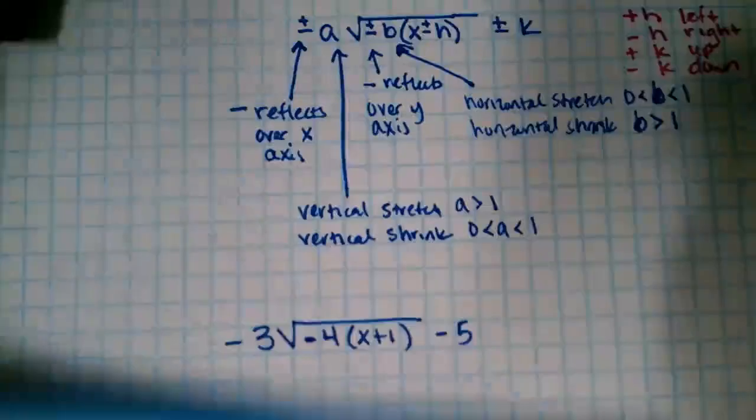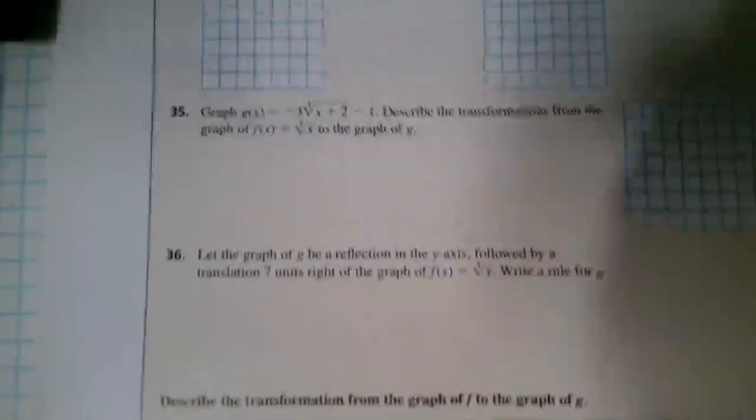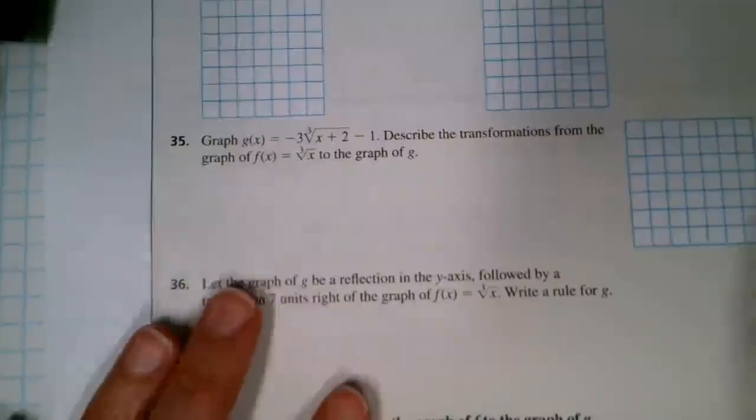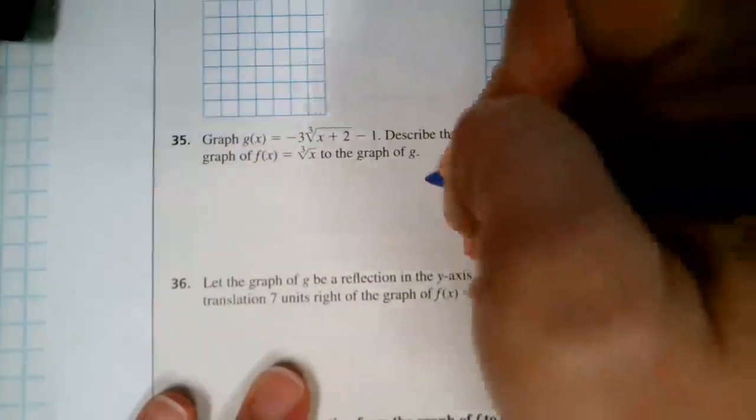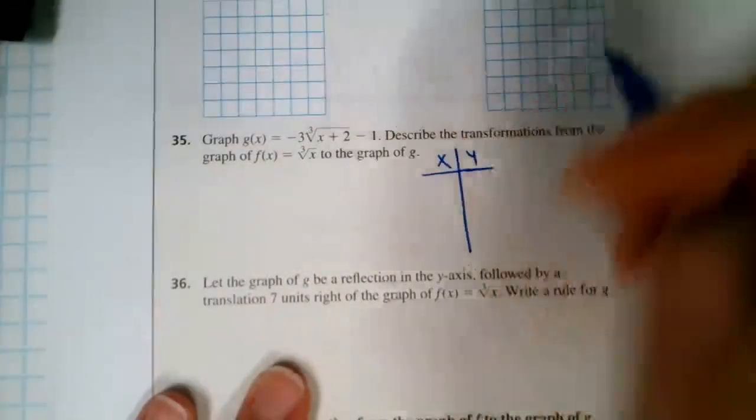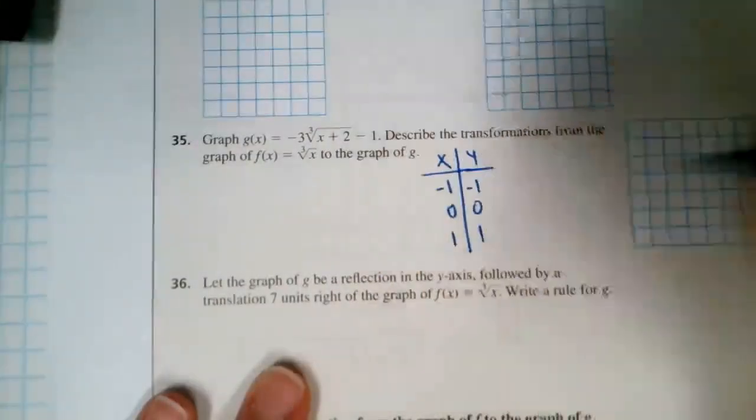Alright, we're going to look at 5.4. We're going to look at number 35, because 35 has a lot going on. Okay, and like I said, if we can do 35, we can do all of them. Alright, so 35, x, y, it's a cubed root. So we do -1, 0, 1.